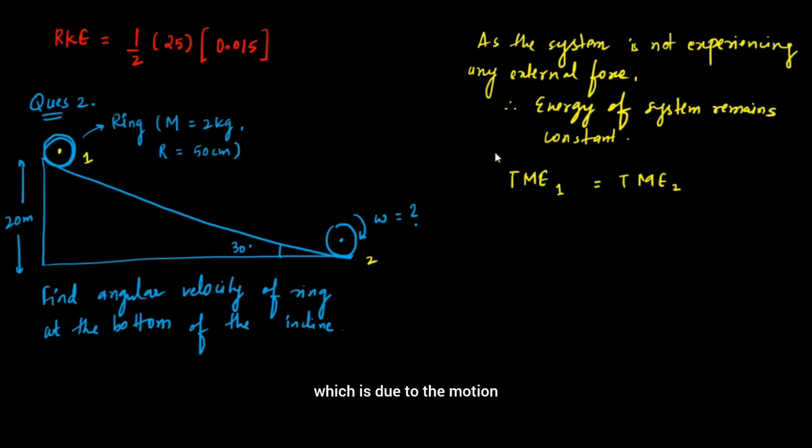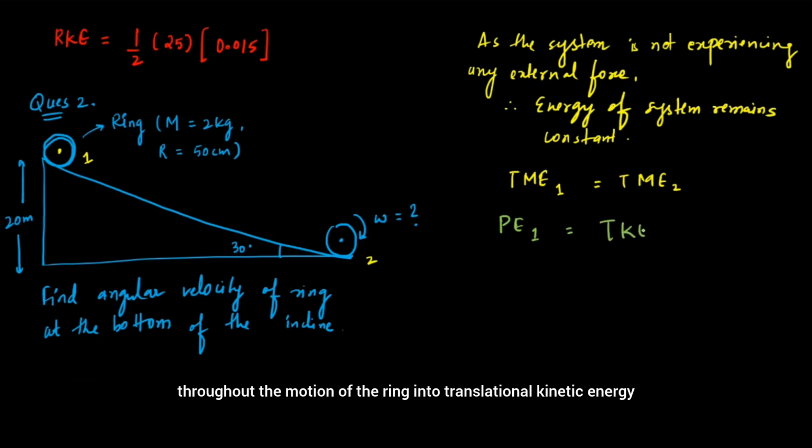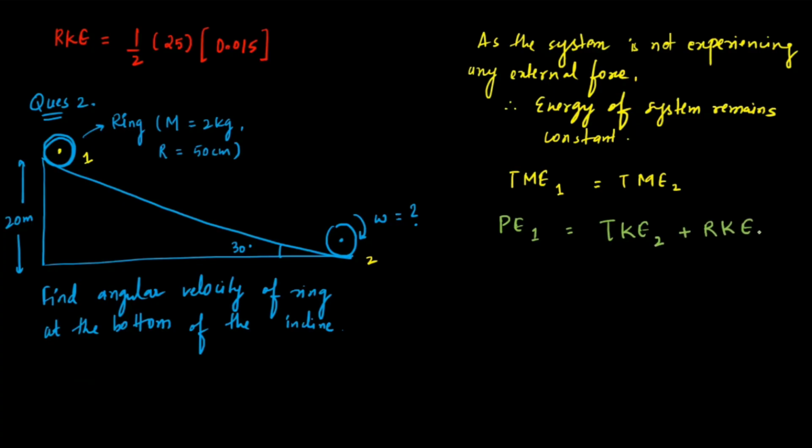Kinetic energy is the energy due to motion. Initially, the ring is at rest, so it has only potential energy at that point. That potential energy must be converted, throughout the motion of the ring, into translational kinetic energy as well as rotational kinetic energy. Are you getting it?